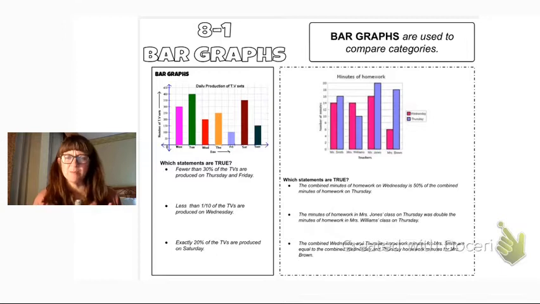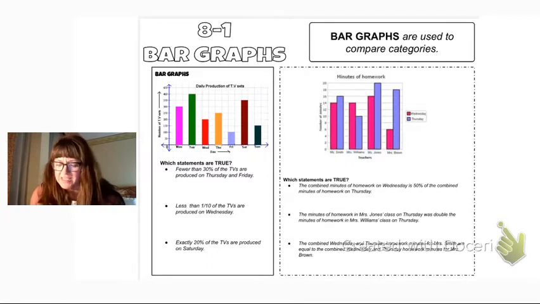So normally there's been some sort of study or experiment or survey, something where you're generating data that you then want other people to be able to clearly interpret. And so we can do that with several different kinds of graphs. The first kind of graph that we're going to look at is a bar graph. And so you'll see in your notes here a couple of examples of bar graphs.